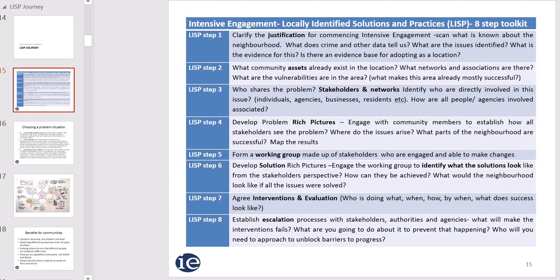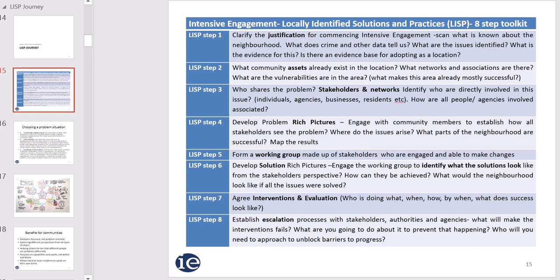So we need to scan what we already know about the neighbourhood that we might be working in. What does the crime and other data tell us? What other issues, what other databases do we have available? How is this particular location different, more problematic, more worthy of our concern than any other district that we might choose to work intensively in? In other words, what's the evidence base for adopting this as a particular place to start?